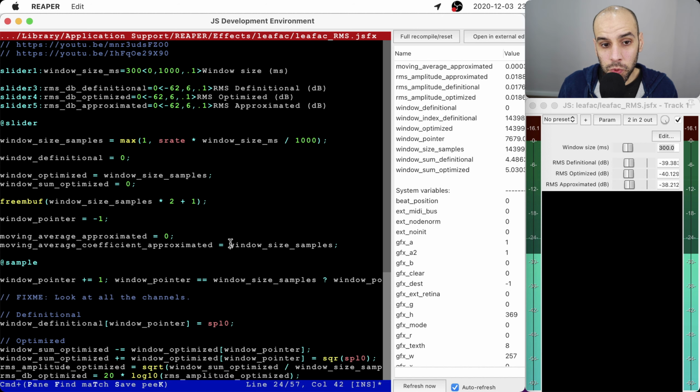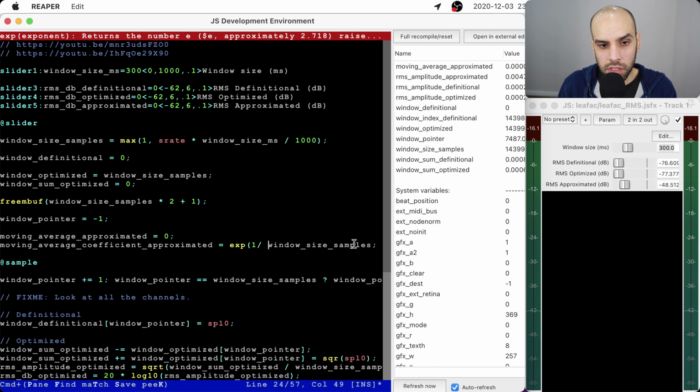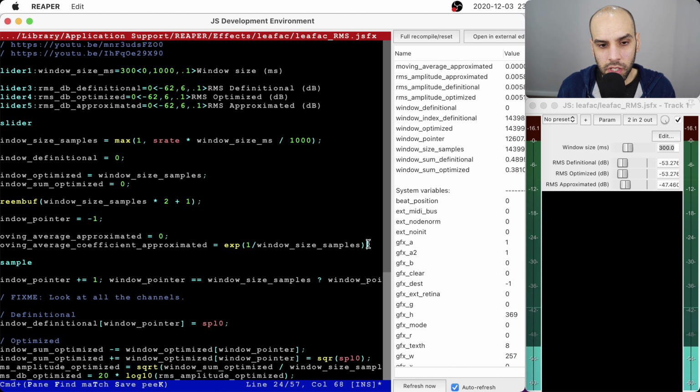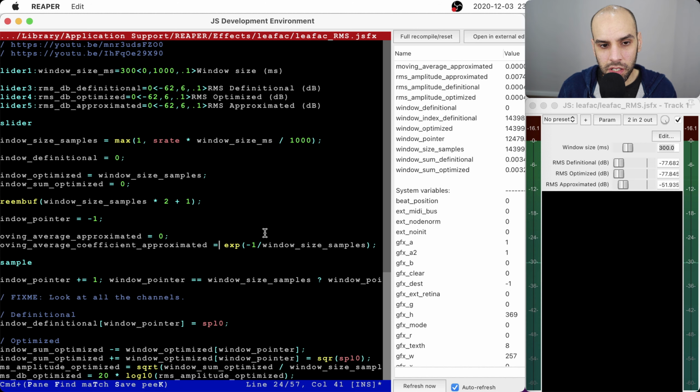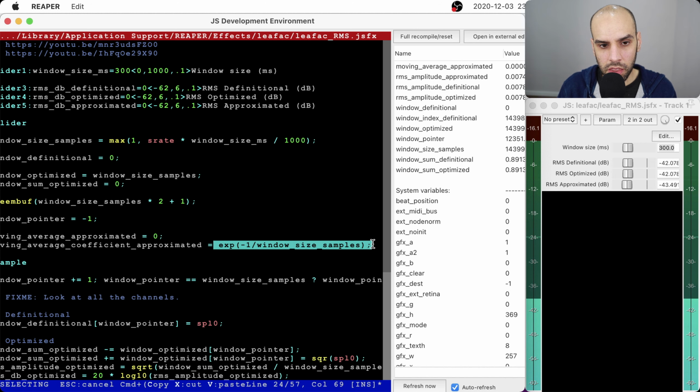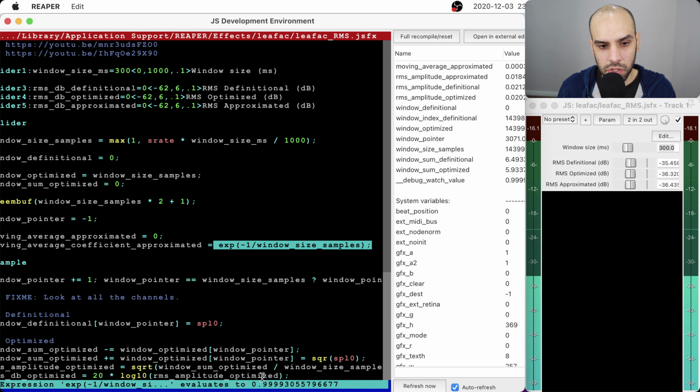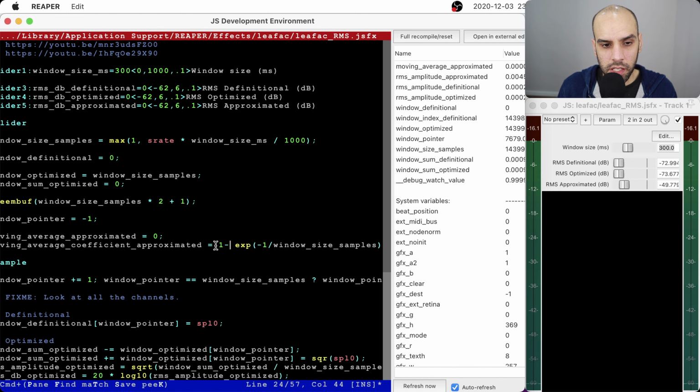And then, here comes the crazy part, I want to take the number e to the power of 1 over the window size in samples. But not only that, I want to take e to the negative 1 over the window size in samples. Then this number is going to be close to 1, I think. Yes, this number is close to 1. So I want to take the opposite of that.